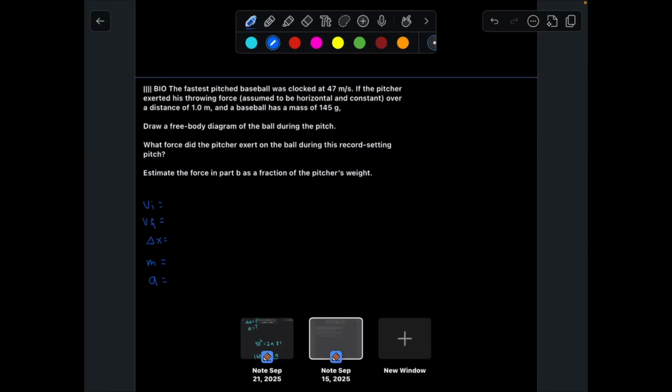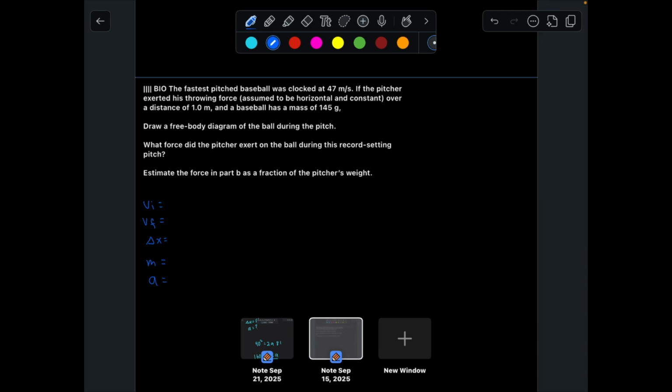Hey guys. So today's question is going to be talking about baseball. It asks, the fastest pitch baseball was clocked at 47 meters per second. If the pitcher exerted his throwing force, assumed to be horizontal and constant, over a distance of 1 meter, the baseball has a mass of 145 grams.